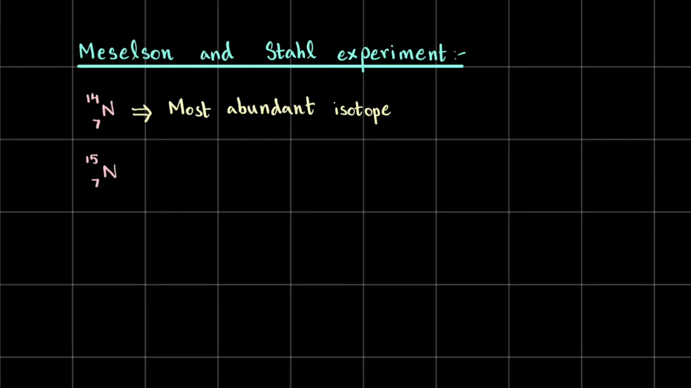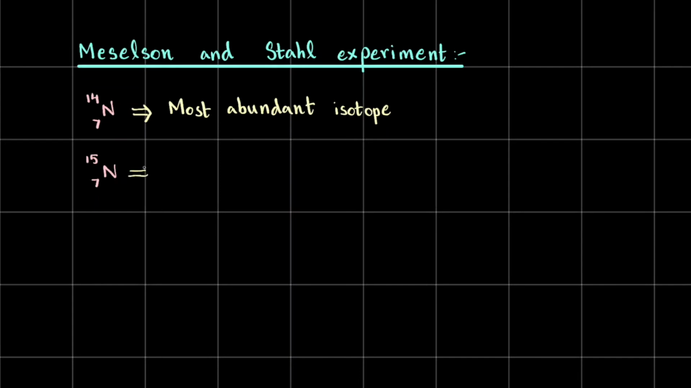What is this? This is an isotope that is less abundant, but what do you think it contains extra? It contains 1 neutron extra, right? 15 minus 7 is 8. So 8 neutrons is what it contains. In 15 7N, 15 is the mass number, 7 is the proton number, the atomic number. So 8 is the number of neutrons, and this is called heavy nitrogen, right?